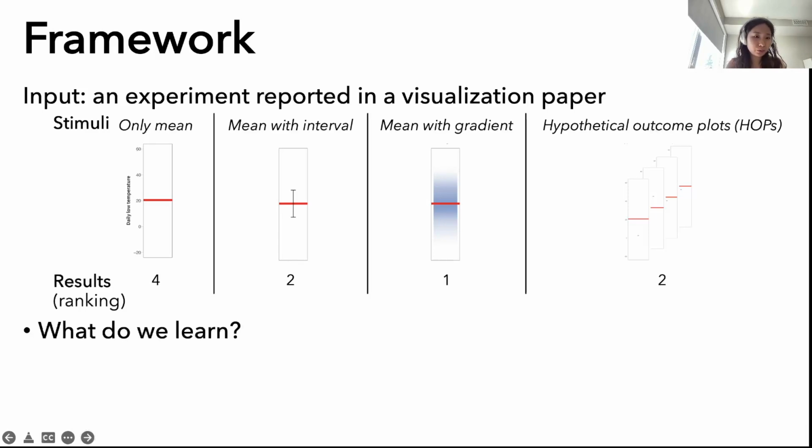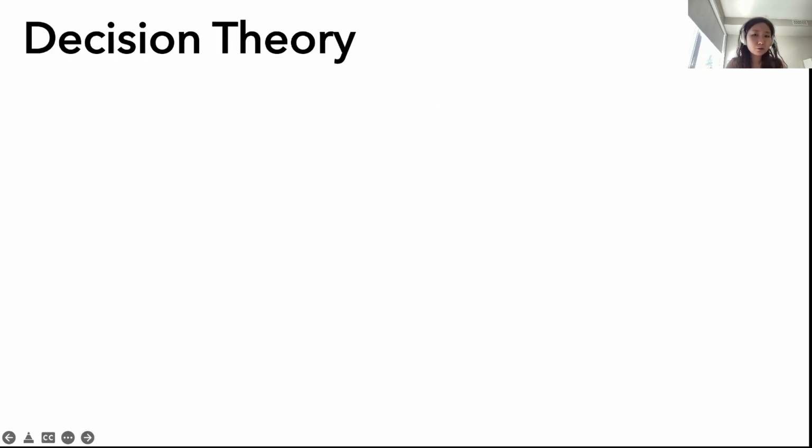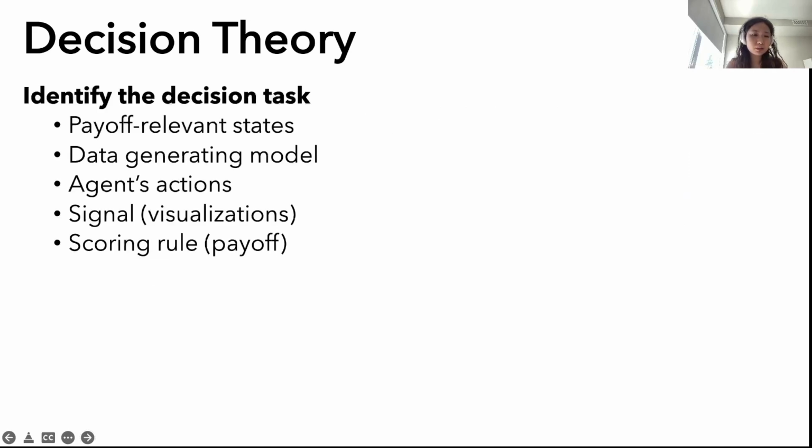The question is, what do we learn? Our framework answers this question, and I'm going to illustrate by applying this to the weather forecasting example. So our framework is a decision theoretic framework. We firstly want to identify the decision task that participants are faced with in the experiment.